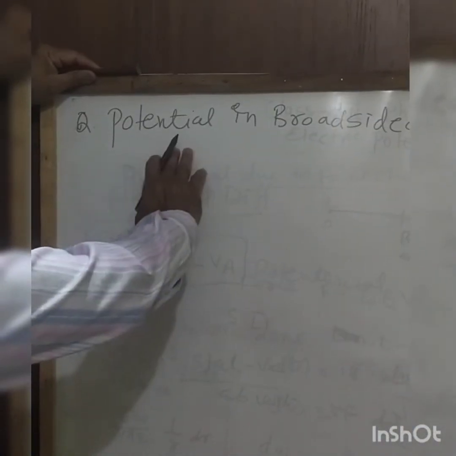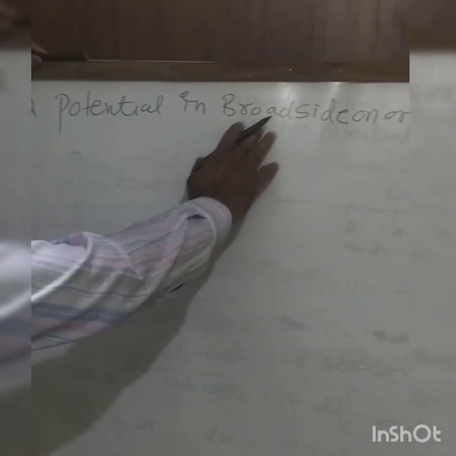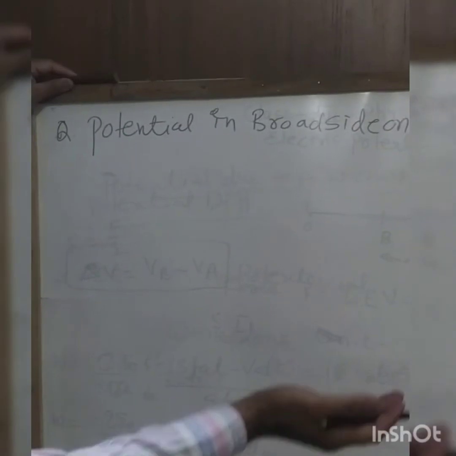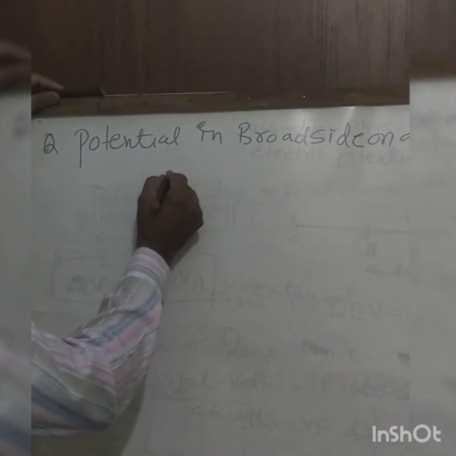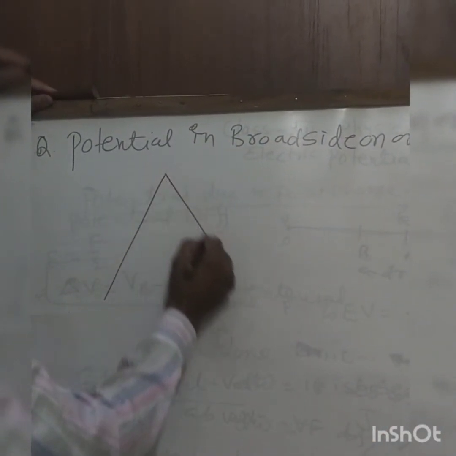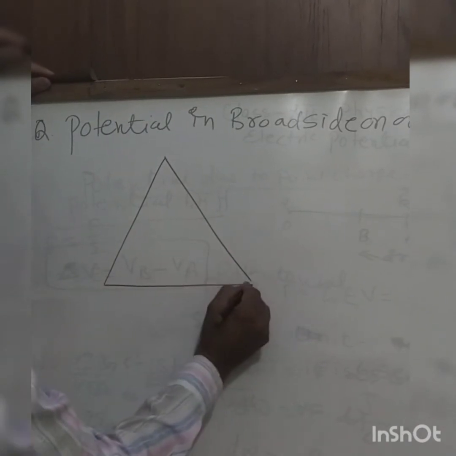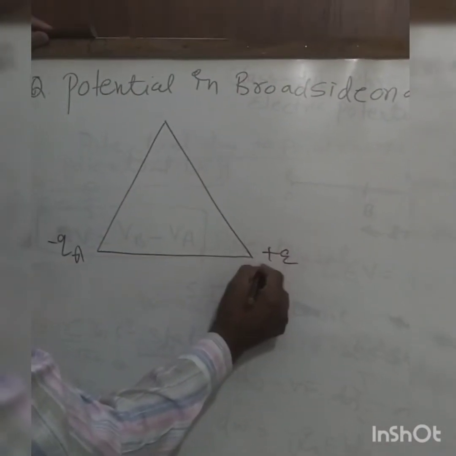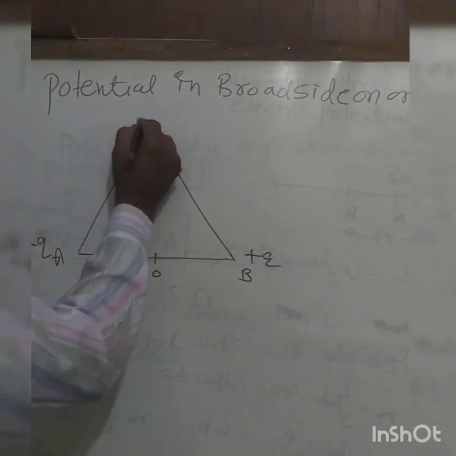Now next we are going to find the potential in the broadside on position, or it is called the transverse position, as we have seen in the previous derivation for the end-on position. Okay, this is a dipole. Here is a minus q charge at A, and plus q charge at B. This is the point O.